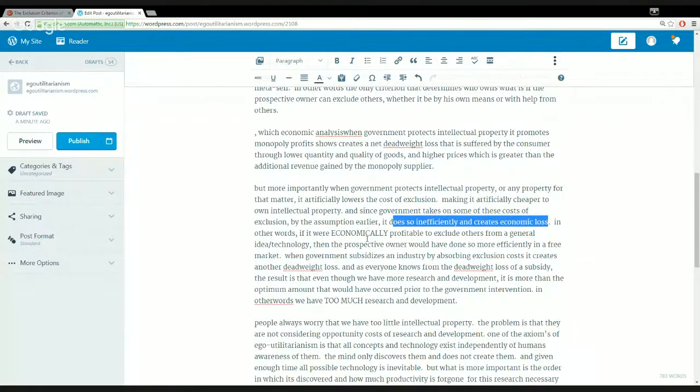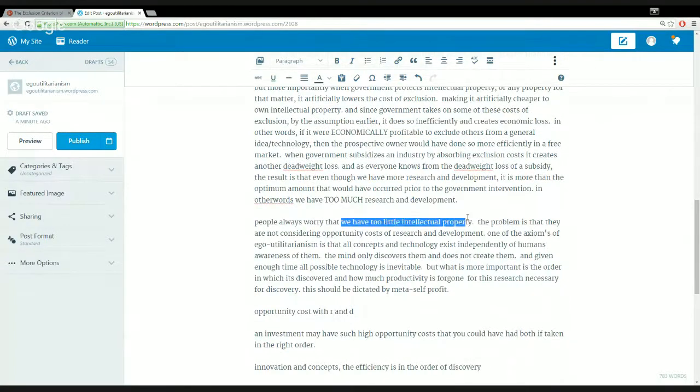People always worry that we have too little intellectual property or pursuit of intellectual property. The problem is that they are not considering the opportunity cost of research and development. One of the axioms of ego-utilitarianism is that all concepts and technology exist independently of human awareness of them. The mind only discovers them and does not create them. And given enough time, all possible technology is inevitable.